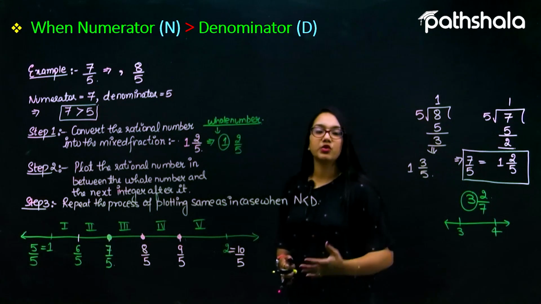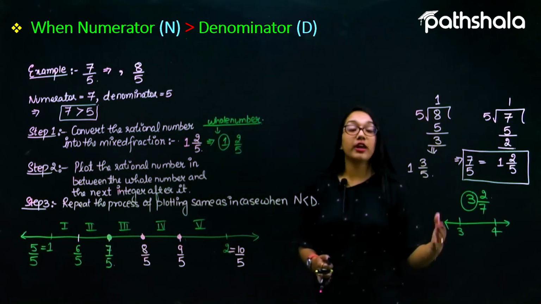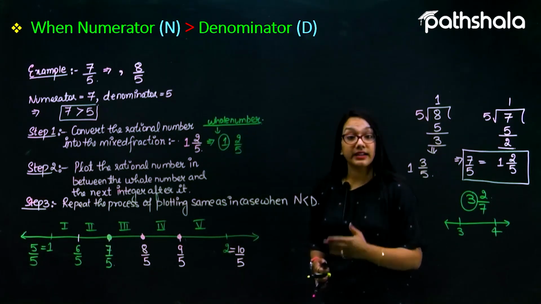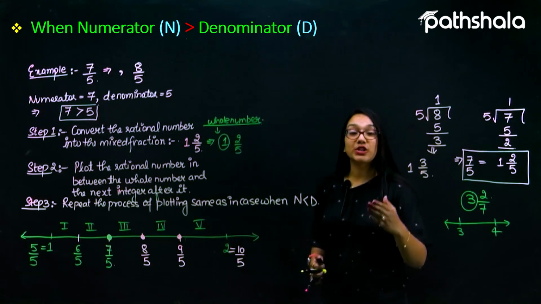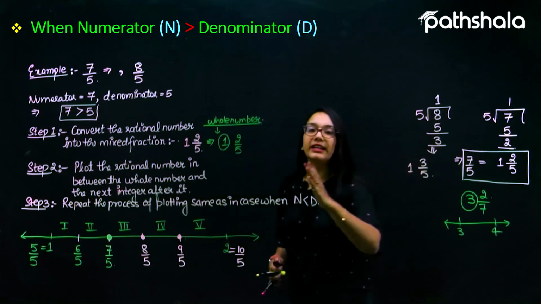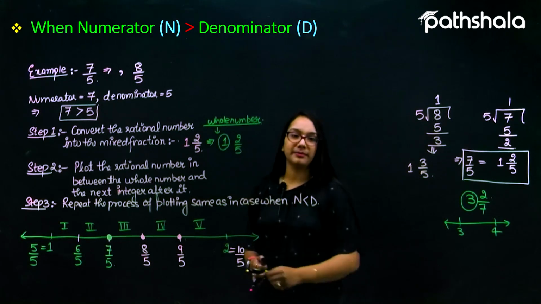The same steps we will follow if the rational number is negative, but always remember that in case of the negative, we have to move in the negative direction of the number line.